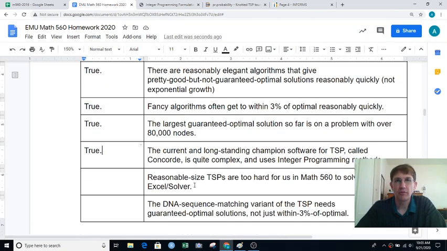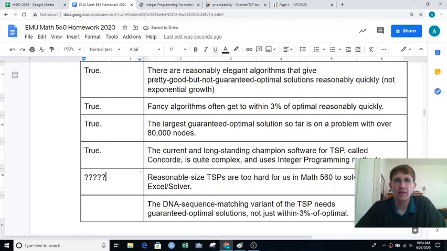How about this one? Reasonable sized TSPs, and by reasonable I mean like dozens to maybe 100 nodes. Are those too hard for us to solve in math560 using Excel and Solver? Well, this one's up for debate. There's probably a way to do it in Solver using the evolutionary algorithm and the constraint called all different, but I haven't actually had time to try it, so that could be someone's project. So we'll put a question mark here.